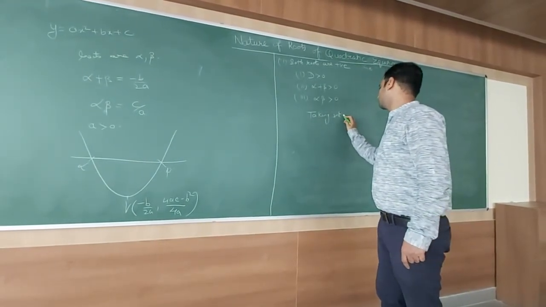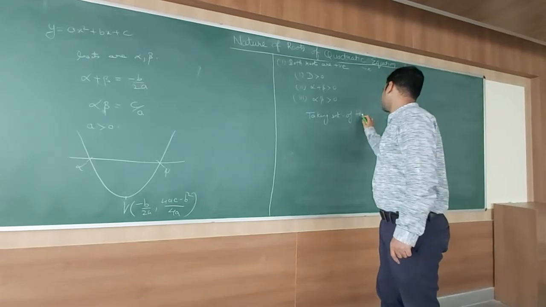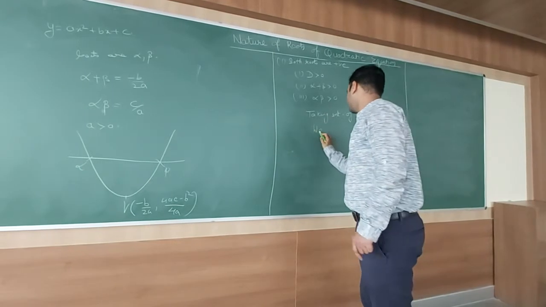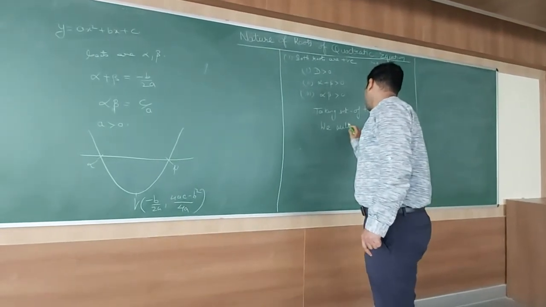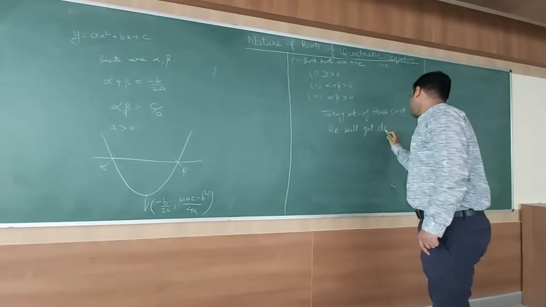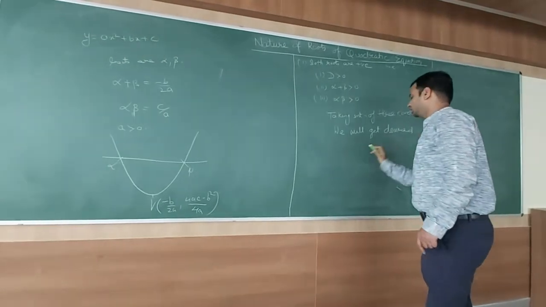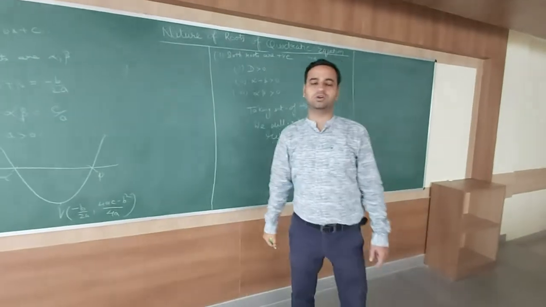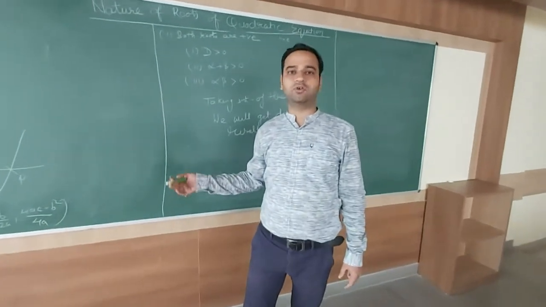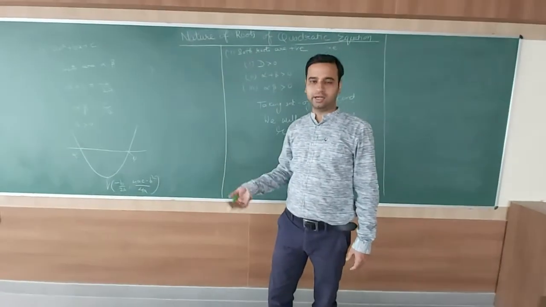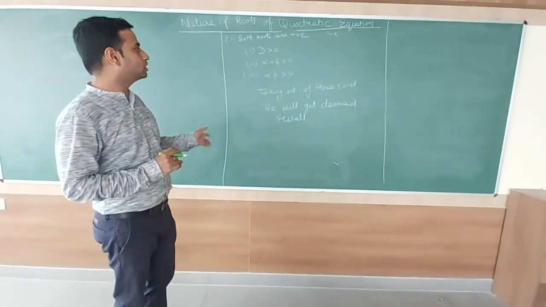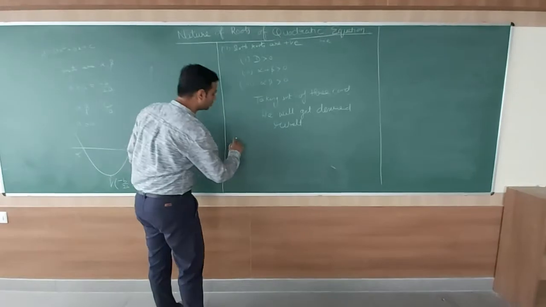Taking the intersection of the three conditions, we will get the desired result. So what is the desired result? It may be some variable for which we are finding the value, or an interval, that will be the desired result. And now we are talking about the second case, that is what?